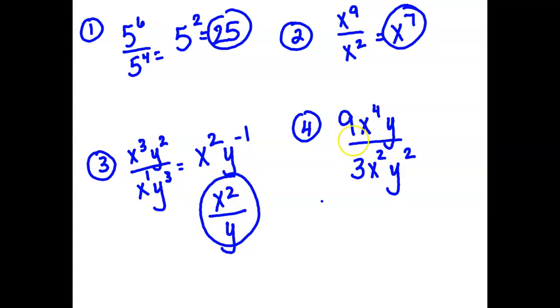Okay, so the last example, 9 divided by 3 is 3. x to the 4th divided by x squared would be x squared, because 4 minus 2 is 2. And then y to the 1st divided by y squared would be y to the negative 1. So you would write your final answer as 3x squared divided by y.